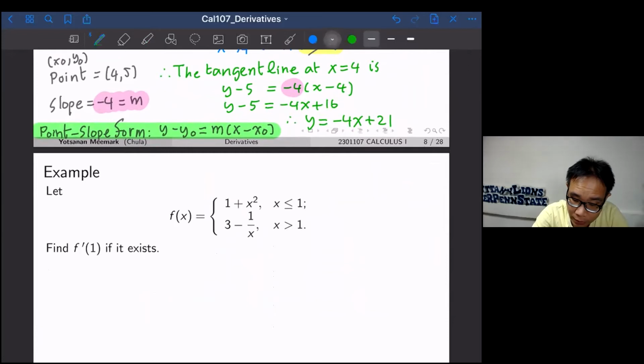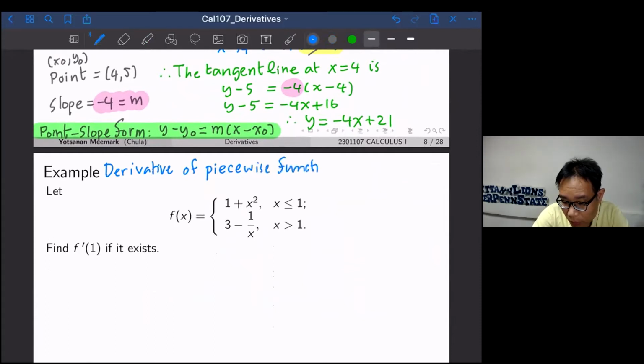So what we are discussing is the derivative of a piecewise function. When you have a piecewise function like this, normally the question will ask you to find the derivative at the point where the function breaks. You see that the function breaks into two formulas, and it's breaking at x equal to 1 in this case. And the question asks you to find f prime of 1 if it exists.